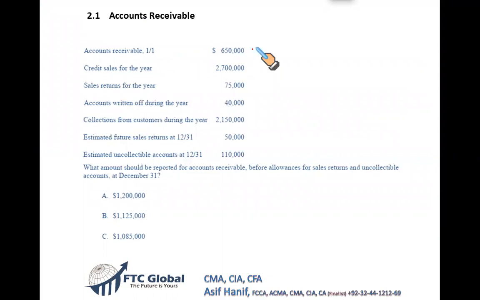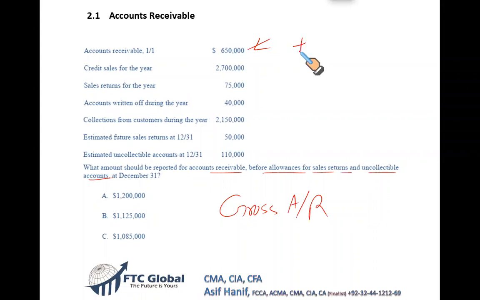Now, let's take this example here. Account receivables, $650,000. That's the opening balance. What are we required? It says what amount should be reported from account receivable before allowance for sales return and uncollectible accounts. You need the gross account receivable. All right. You will take your opening balance. Remember, if you know the format, let me show you what we did.